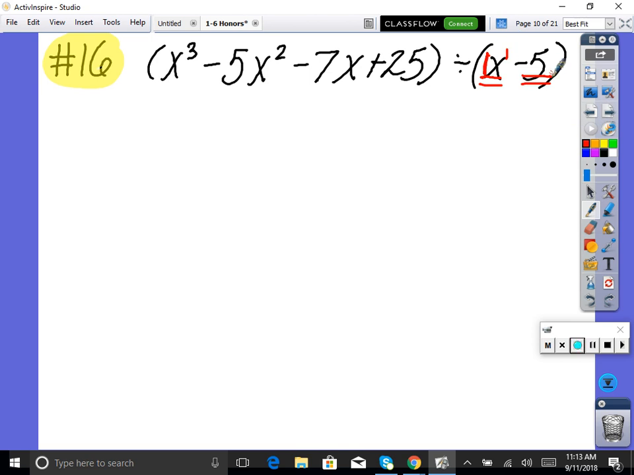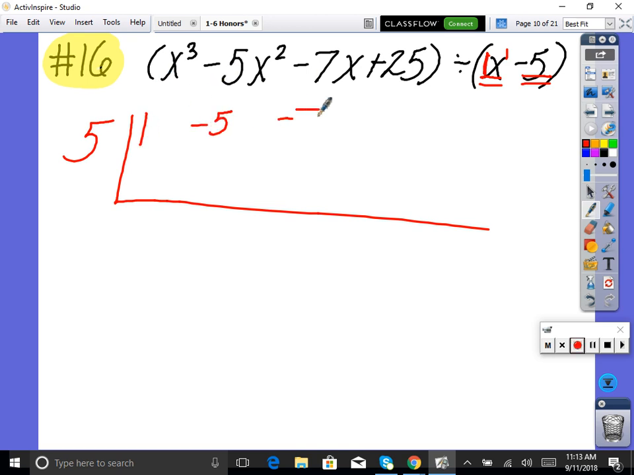So here we go. We use the solution. So we're using positive 5. We're using the 0. Then we put in our box. And then put in your coefficients. 1, negative 5, negative 7, and 25. And making sure that you're not missing anything. Degree 3, degree 2, degree 1, and constant. So we're good. Add straight down.